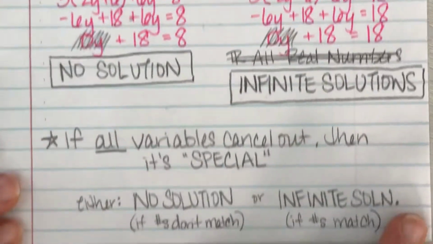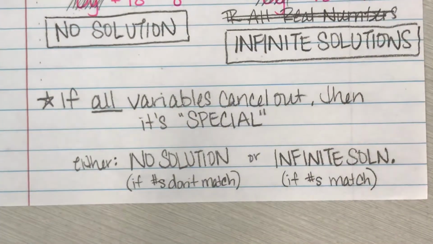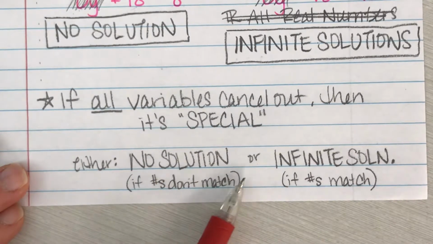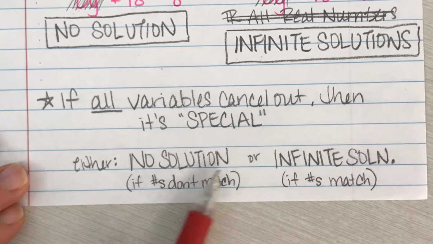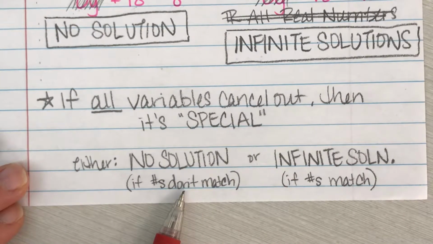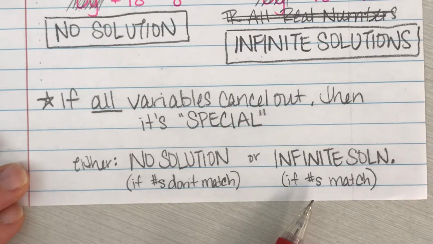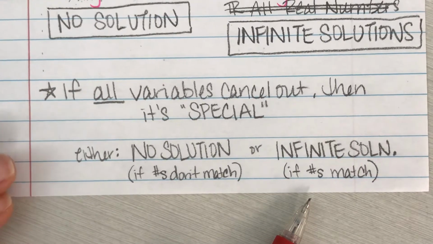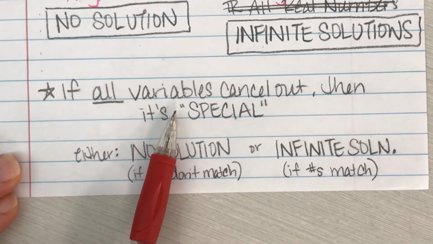So if all your variables cancel out, then it is considered a special situation. And it could either be a no solution or it could be an infinite solution. So if the numbers don't match, it's going to be no solution. If you work it out and the numbers do match, 18 equals 18, then it's infinite solutions there, okay? So again, it's only if all the variables cancel out, all right?